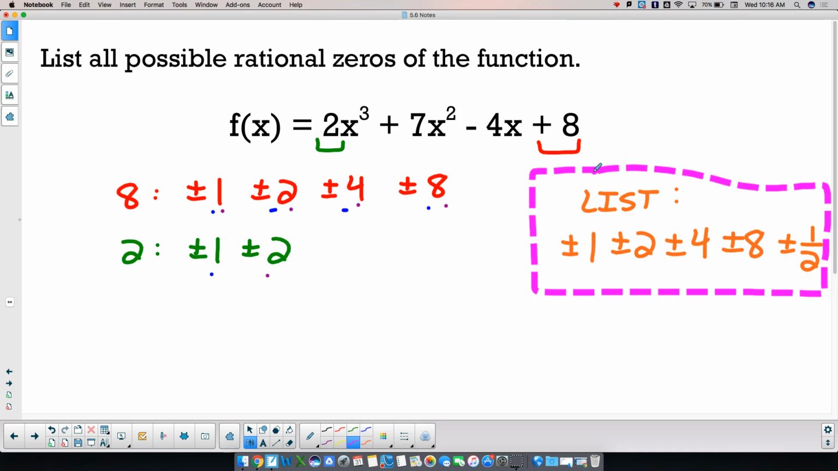So we're much narrowed, much less numbers to try that we could possibly choose from to find a 0.